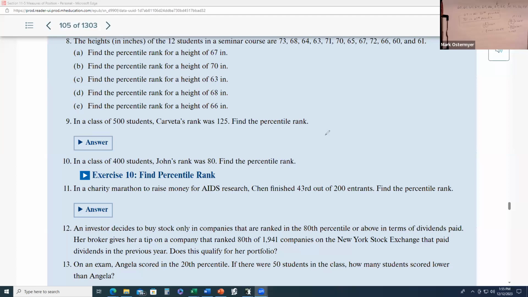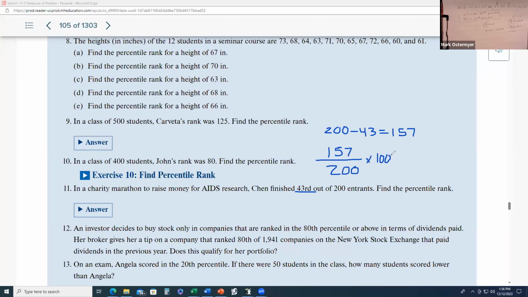So if you finish 43rd out of 200 entrants, that means how many finished below you? That'd be 200 minus 43, which I believe is 157 entrants finished below you. Therefore, what percentile rank is finishing 43? Well, it'd be 157 that finished below you, divided by the total number of entrants, which is 200, times 100%.